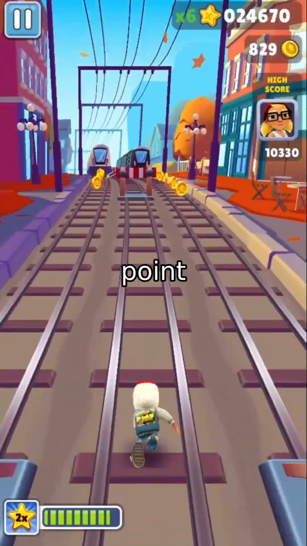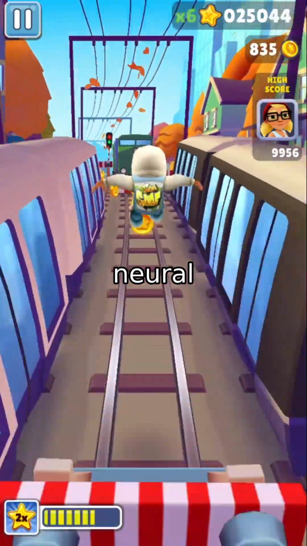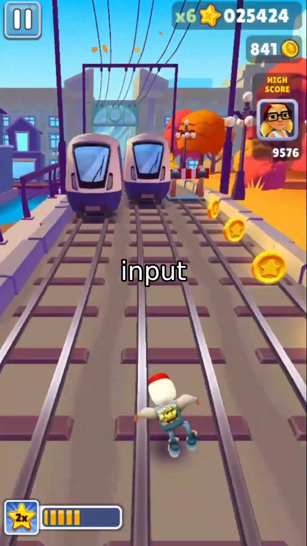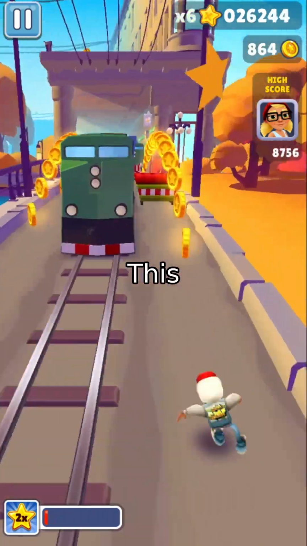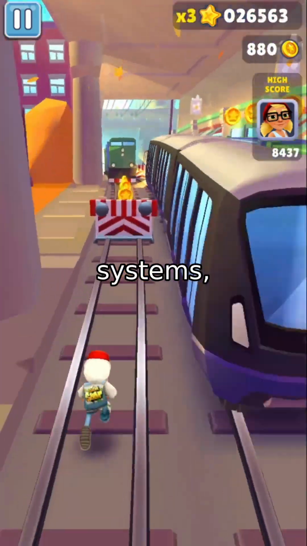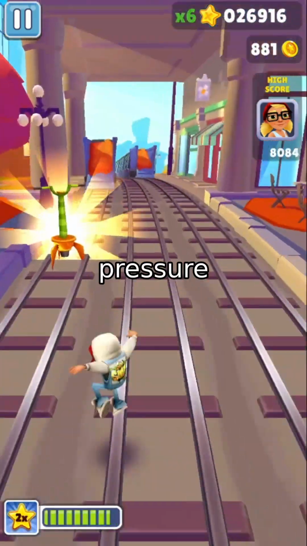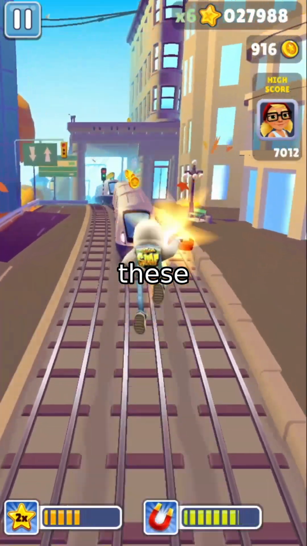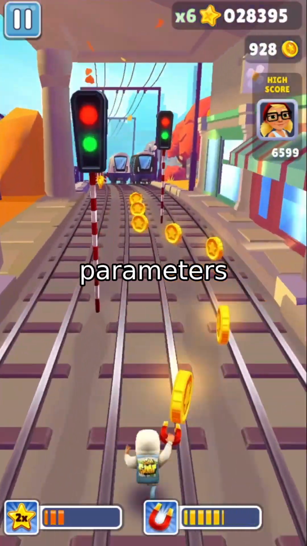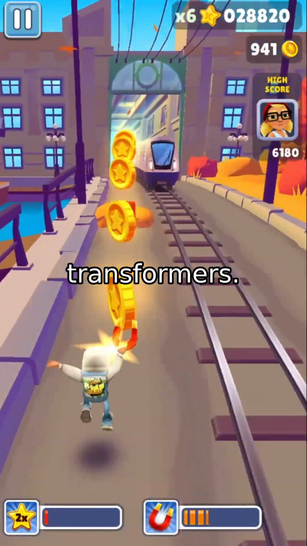Instead of processing each point in a grid individually, like a convolutional neural network, FNO transforms the input into the frequency domain, applies learned filters, and transforms back. This is critical. In physical systems, interactions aren't local. A pressure change at one end of a pipe affects the entire system. FNO captures these global interactions with a fraction of the parameters required by traditional CNNs or transformers.